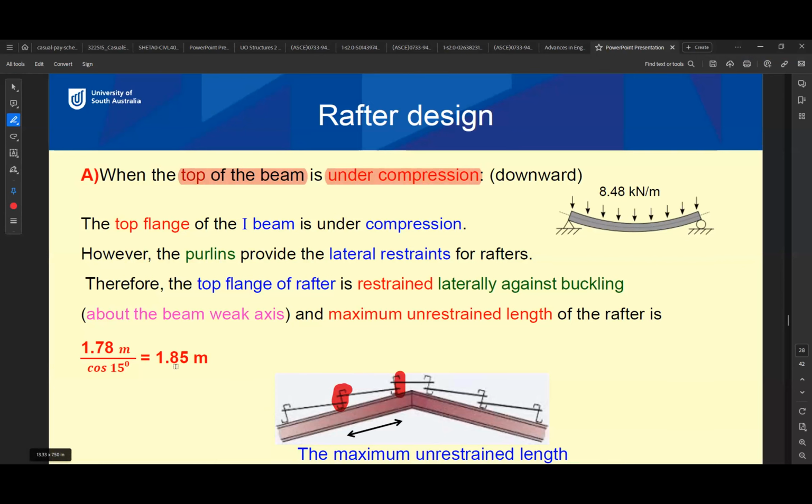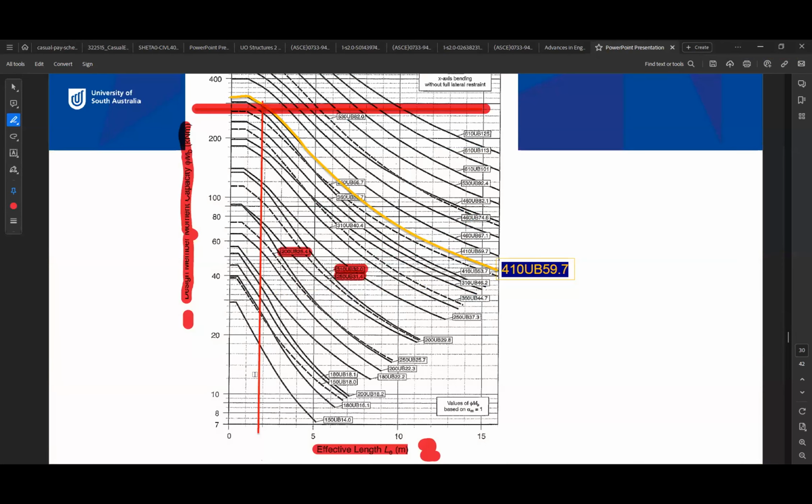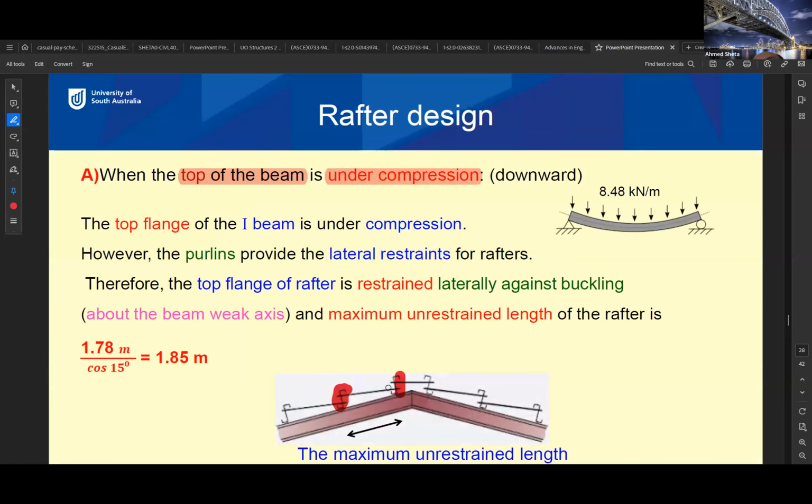Okay, is that clear? Yeah. Okay. Anyway, for our beam here, because we have purlins, the purlins are supporting these points. So the unsupported length is only the distance between the two purlins here. How much is the distance between the purlins? 1.78 or 1.85. These vary, but because the slope is very small, it will not affect much. So the unsupported length here is 1.85.